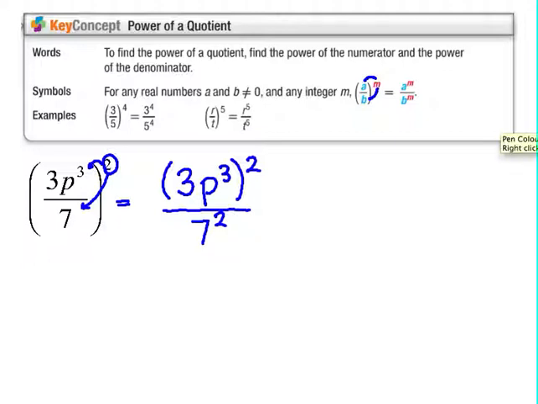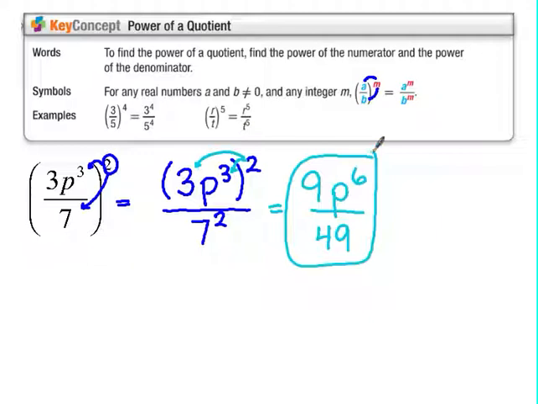So now you learned how to do the 3p cubed squared, the one that's on the numerator. You learned that a couple days ago. Basically that means you square both the 3 and then you square the p cubed. If you square the 3, what do you get? 9. Okay, because remember it's 3 times 3. If you square the p cubed, what do you get? P to the 6th, very good. Divided by 49. Nice job.